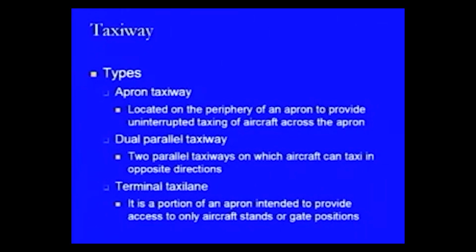This terminal taxi lane is provided very near to the terminal building, and it provides access to the terminal in terms of access to the gate positions or to the stands where the aircraft can stand, so as to take on passengers, or to let passengers come out of the aircraft. So, whatever lane is provided in between those locations is known as the terminal taxi lane.